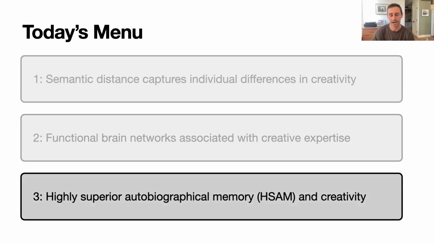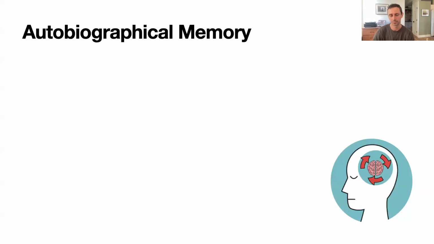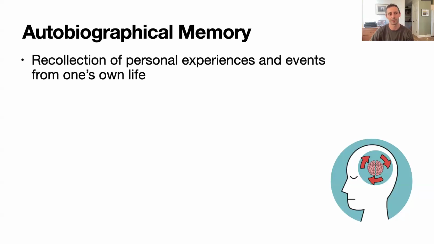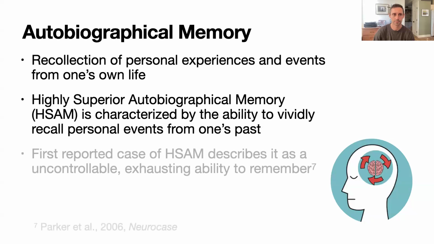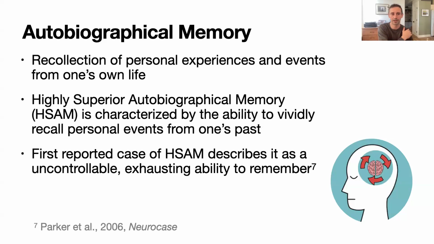Here we were looking at highly superior autobiographical memory and its relevance to creativity. Just a brief summary, I'm sure many of you are already familiar with autobiographical memory, but essentially it is one's recollection of personal experiences and events from one's life. And HSAM, or highly superior autobiographical memory, is characterized by the ability to vividly recall events from one's past. This was first reported by Parker et al. in 2006, and they describe that individuals with HSAM describe it as an uncontrollable, exhausting ability to remember.